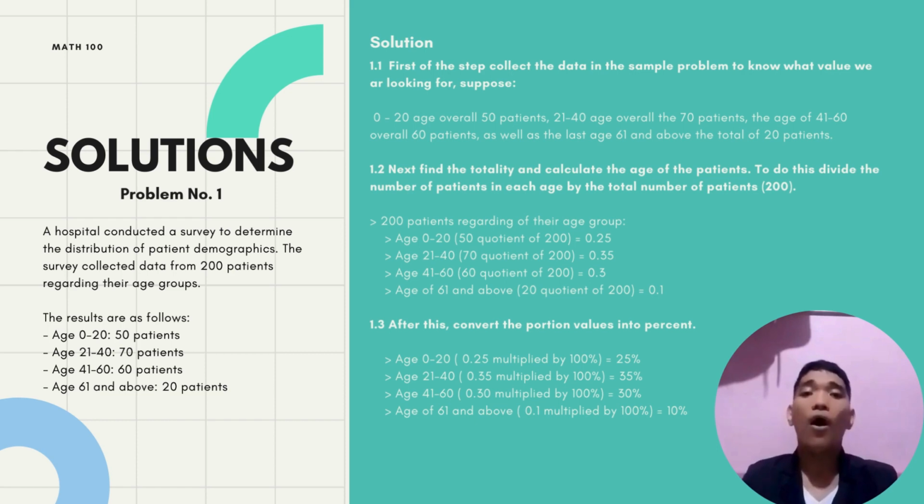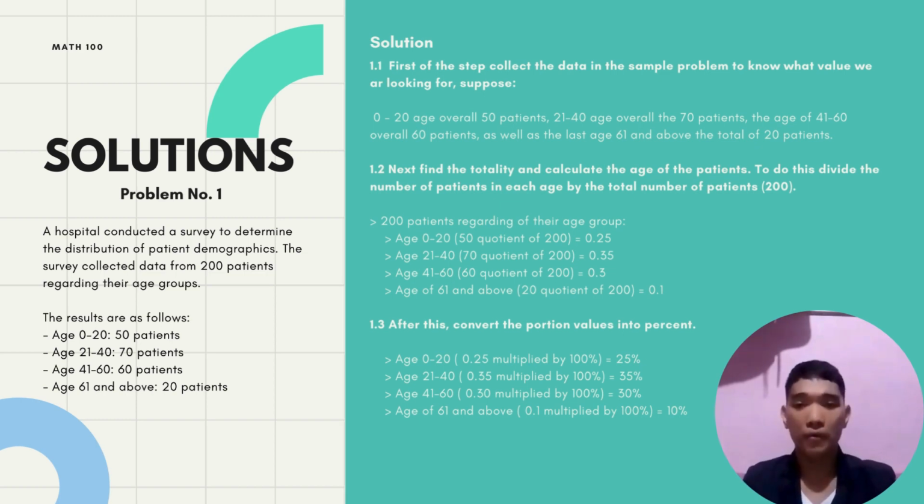After this, convert the portion value into percent. Age of 0 to 20, 0.25 multiplied by 100 equals 25%. Age of 21 to 40, 0.35 multiplied by 100% equals 35%. Age of 41 to 60, 0.30 multiplied by 100% equals 30%. Age of 61 and above, 0.1 multiplied by 100% equals 10%.